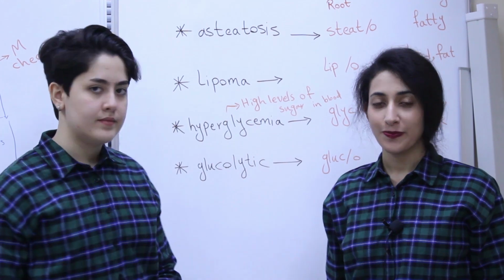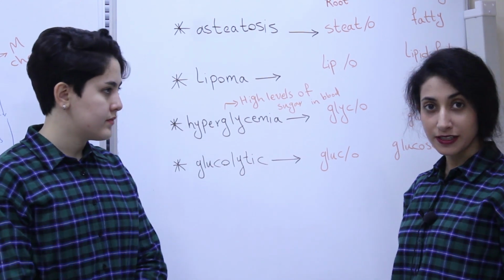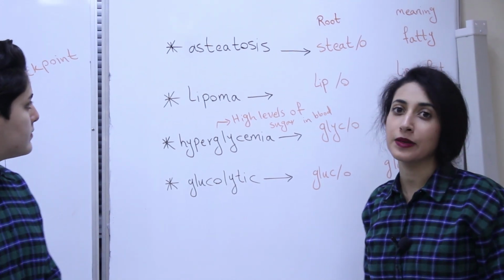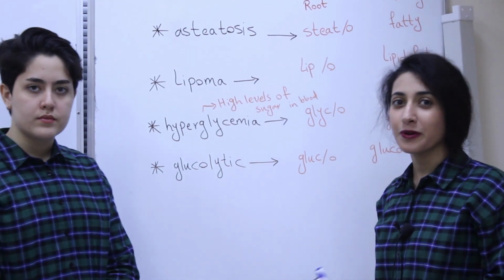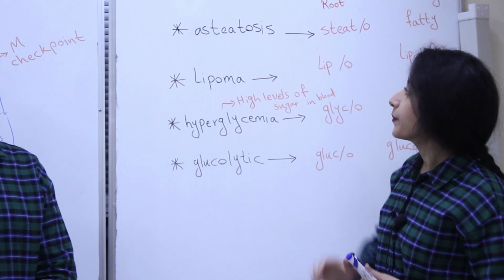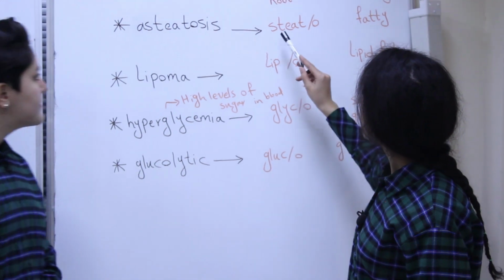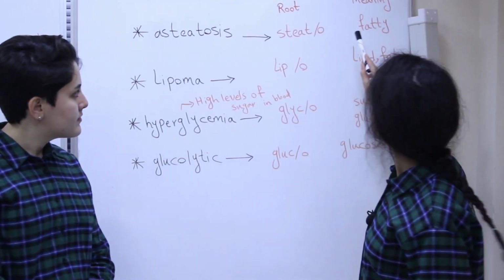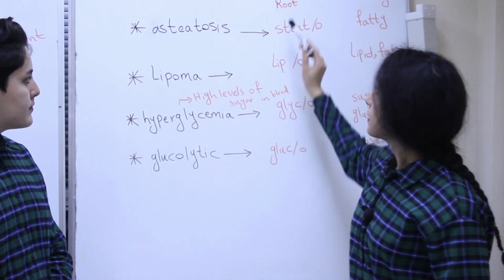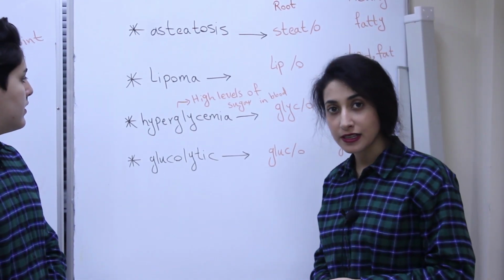Physiology. So now I want to talk about four words with each other, and we're going to talk about the root that means the fat or lipid or glucose in the body system or in the cell. The first one is asteatosis, that the root is astet, that means the fatty. The second one is lipoma, that lip is the root, that means the lipid or fat. And the third one is hyperglycemia.